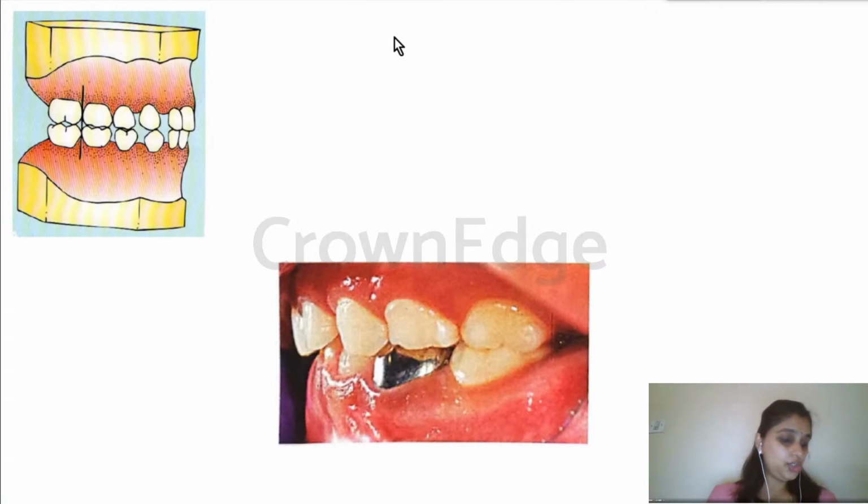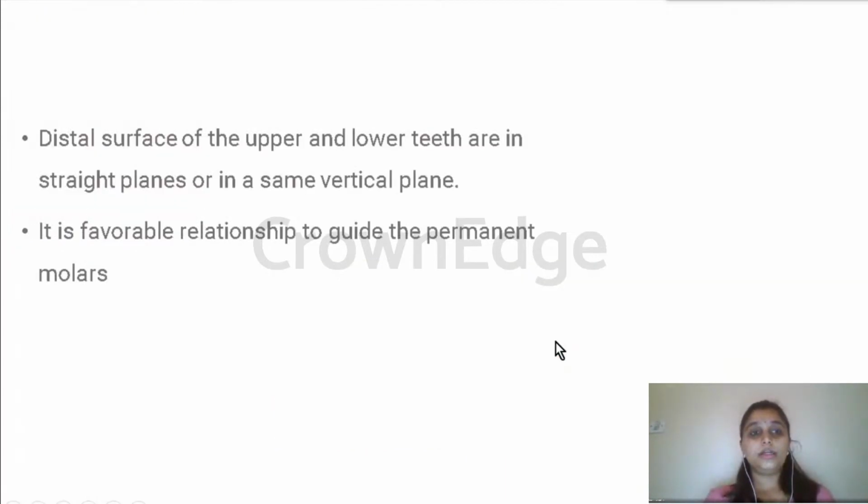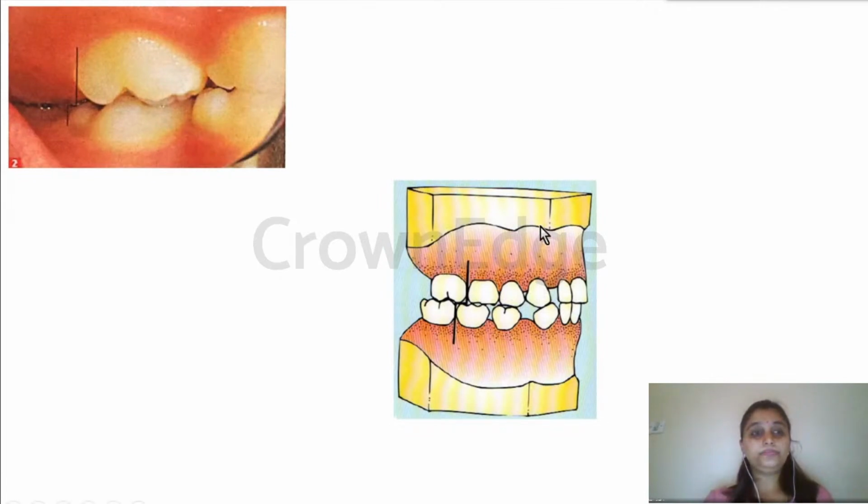Now, this picture shows your flush terminal plane, where the distal surface of your upper E and the distal surface of your lower E are in a single plane. So this is the flush terminal plane, and this is the clinical picture of that. This is a favorable relationship to guide the permanent molars, but it does not lead them into a class 1.